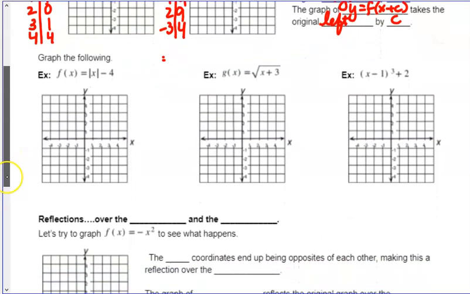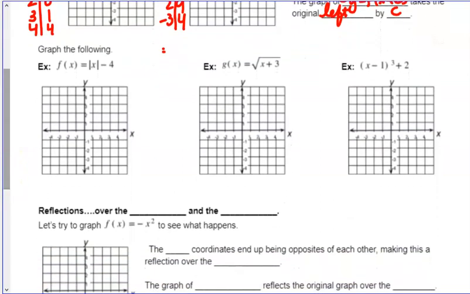So let's talk about this next graph. This next graph is an absolute value. Go back to your basic graphs, and that is one of our V-shaped graphs. And it says absolute value of x minus 4. That -4 is outside of those absolute values. It is at the end. So this is one of those graphs where it's going to be a vertical shift because it is the outside piece added or subtracted with our function.